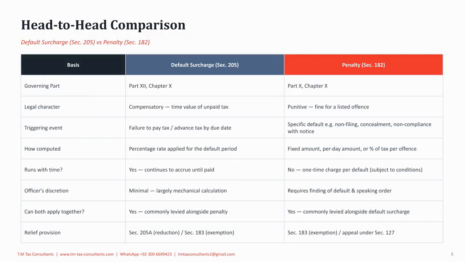This comparison table highlights the key differences. While default surcharge is compensatory and calculated mechanically based on time, penalties are punitive, fixed or percentage-based charges triggered by specific events. Both can apply concurrently to a single case.